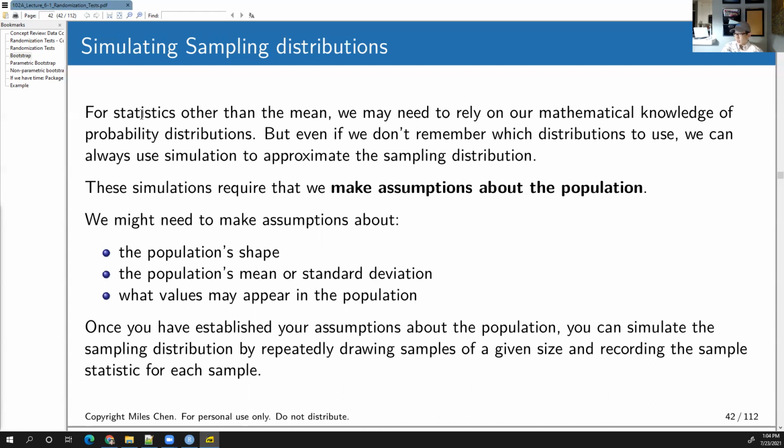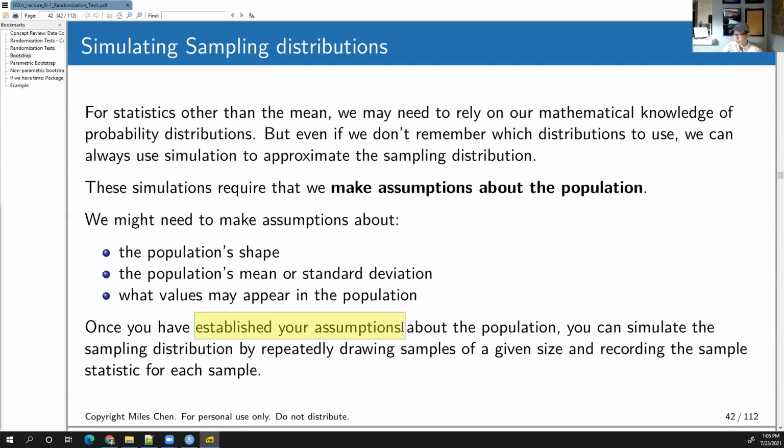For statistics other than the mean, we can rely on our mathematical knowledge of the probability distribution. But even if we don't remember what distribution to use, we can always simulate the sampling distribution. And to do that, we just have to make assumptions about the population. We can make assumptions about the population shape, the population's mean or standard deviation, or what values could appear in the population.